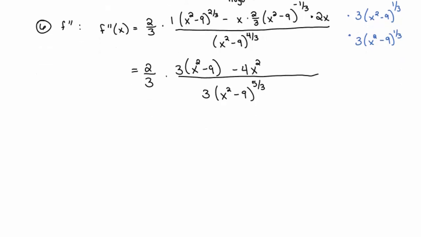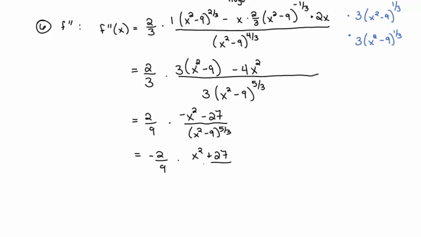Cleaning this up, I get the following. I'm going to factor that 3 off that denominator, so I get 2/9 times, I have 3x squared minus 4x squared, so it's a negative x squared, and then minus 27, all over the x squared minus 9 to the 5/3. And you know what, I might as well just factor the negative off that numerator, so negative 2/9 times the quantity x squared plus 27 all over the quantity x squared minus 9 to the 5/3 power. Okay, I feel pretty good about that.